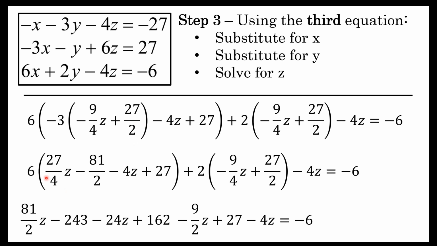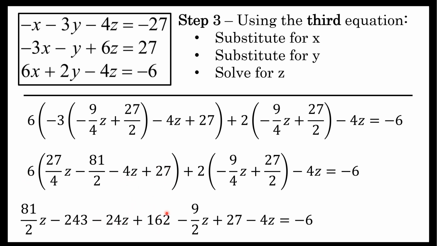Now at this point, I'm going to go ahead and distribute the 6 through the 4 terms that are inside of this quantity, and I'll distribute the 2 through the 2 terms in the next quantity. The -4z and the -6 will be tagged on at the end. Distributing the 6 through all 4 terms results in 81/2 z in lowest terms, minus 243. 6 times 81/2 is exactly 243 with the minus sign. 6 times -4z is -24z.